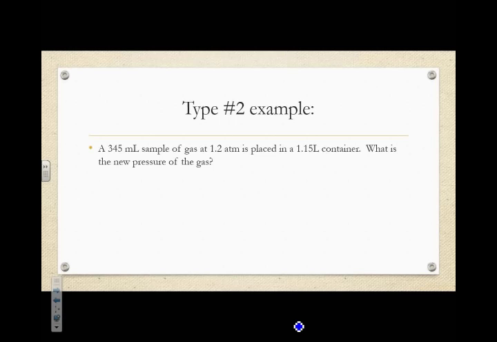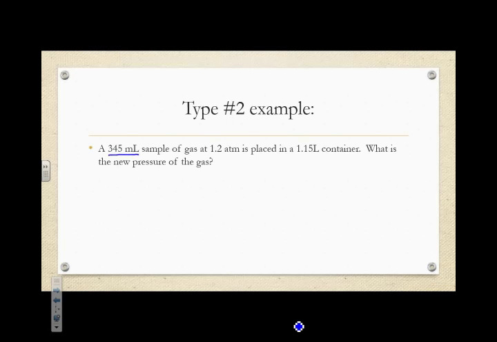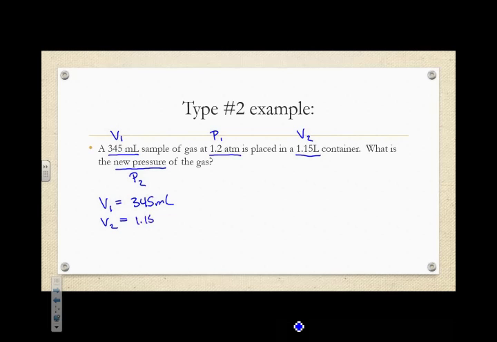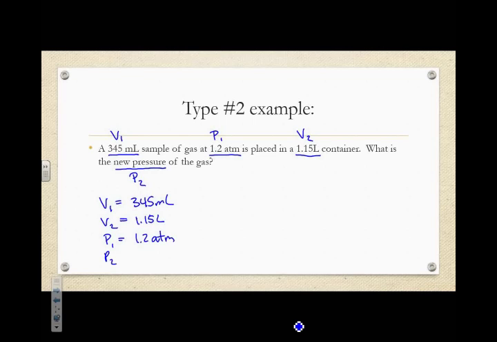All right, let's look at the second type of example. In this case, I have 345 milliliters of gas at 1.2 atm is placed in a 1.15 liter container. What is the new pressure of the gas? I see a volume initially and then a second volume. So I have V1 and V2. I have an initial pressure of P1 and a new pressure P2 that it's asking me for. So V1 is 345 milliliters, V2 is 1.15 liters, P1 is 1.2 atmospheres, and P2 is, hey, we've got to figure that one out.